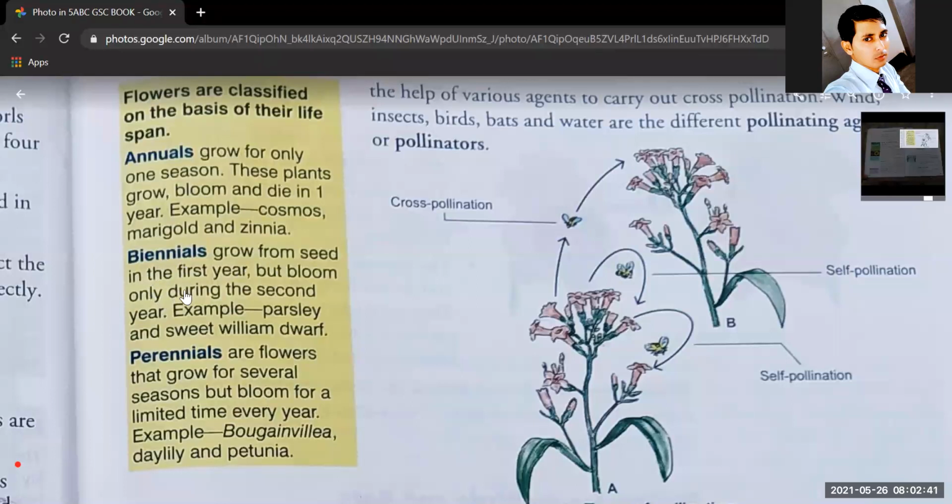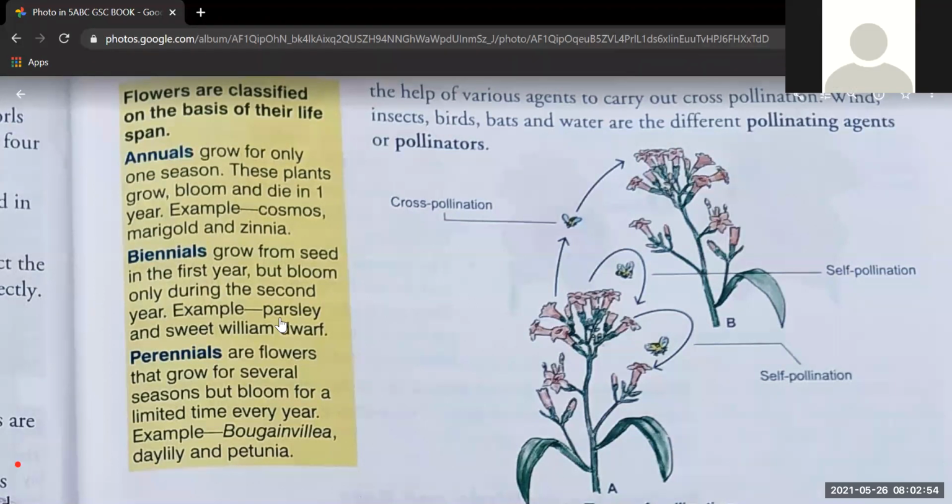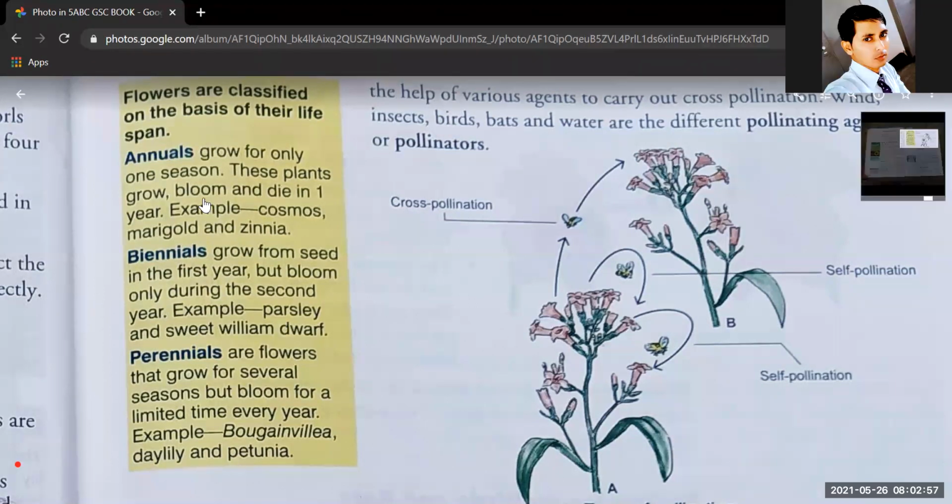And what are biennials? They grow from seed in the first year but bloom only during the second year. Example, parsley and sweet William dwarf. This is the name of plants. So I will ask this one also. Give me an example of annual plants and give me examples of biennial plants.